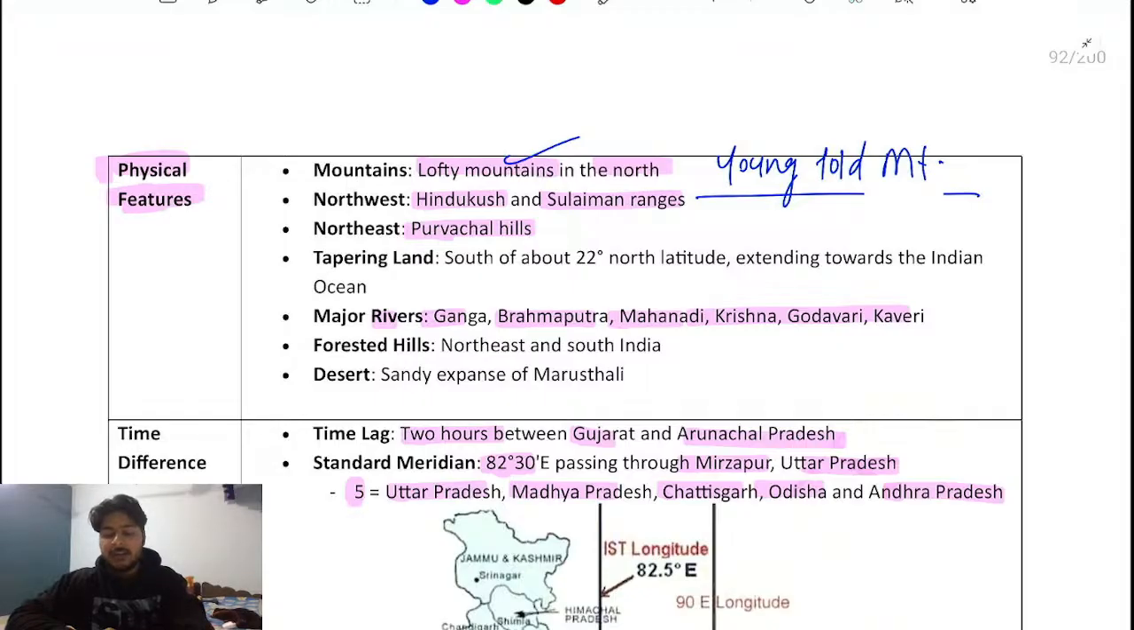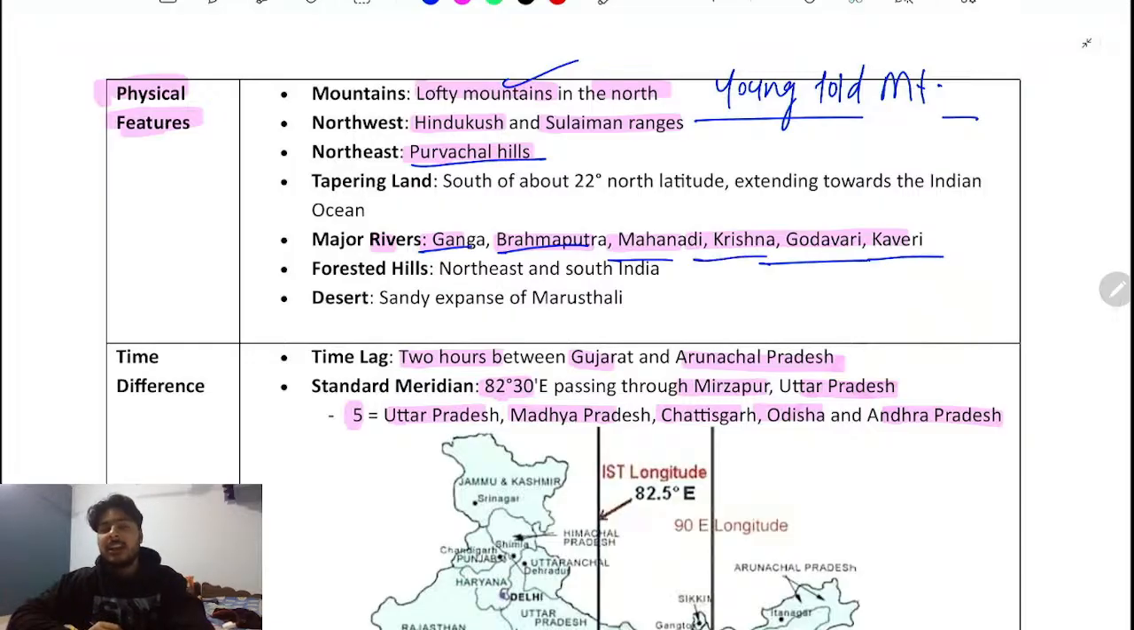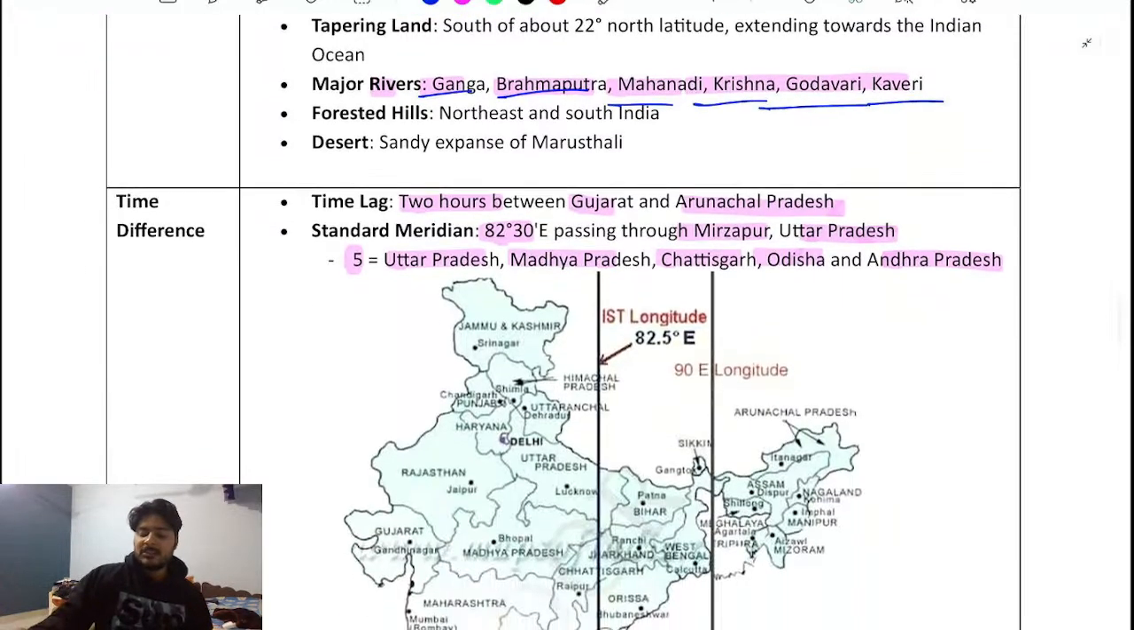ठीक है ना? Now next, in the northwest are the Hindu Kush and the Suleiman range. In the northeast we have the Purvanchal hills. The major rivers are Ganga, Brahmaputra, Mahanadi, Krishna, Godavari, Kaveri. ठीक है ना? Now please understand this concept: in Indian geography, I am going to cover each and everything regarding your mapping. All the drainage system will be covered in the mapping section only.